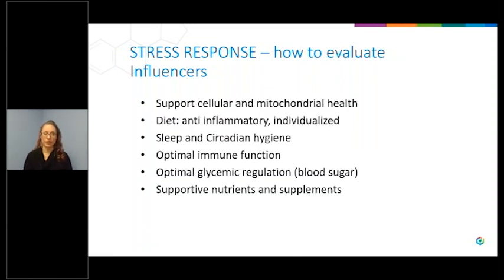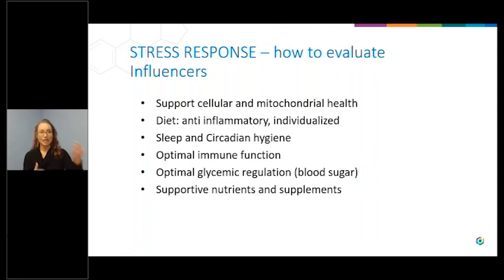So we want to support cellular and mitochondrial health. We also want to look at diet. And this is where everyone is individual. This is not going to be a lecture on you should be carnivore, you should be vegan, you should be Mediterranean. I don't know who you are. I don't know what your body does best with. You need to talk to your provider about that. Maybe you do better with a paleo style eating, or I don't know. Every person is different and every person needs to be individually evaluated to understand what is inflammatory for them and what isn't.